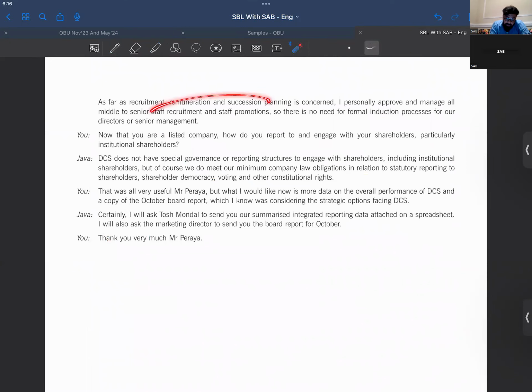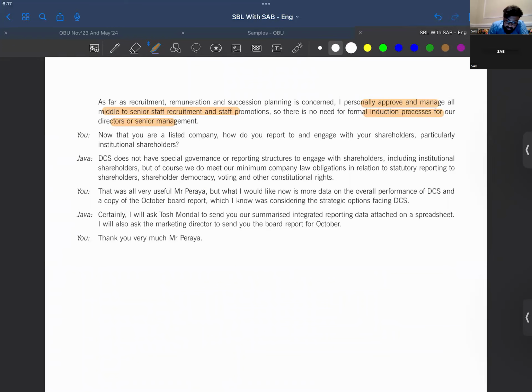As far as recruitment, remuneration, and succession planning, I personally approve and manage all middle and senior staff and staff promotions, and there's no need for a formal induction process. So he's totally running the HR. He's being CEO, being the HR head. Again, too much workload. He's doing CEO, chairman, and then the HR related work, right? They must have the nomination or remuneration committees here, right?